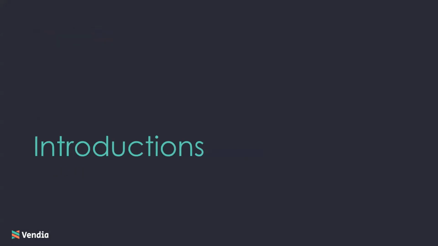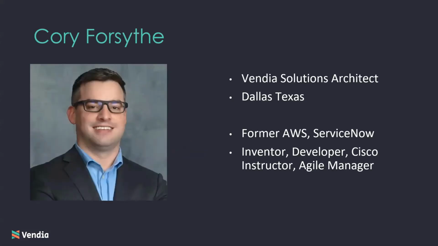All right, so without further ado, let's kick off some introductions. My name is Cory Forsythe. I'm a solutions architect here at Vendia, based out of Dallas, Texas. Formerly, I was working with AWS as well as ServiceNow as a solutions architect, professional services consultant, and even a support engineer. My background is that of a software developer, as well as a Cisco networking instructor, and even an agile software manager. So I say those things hopefully just to let you know that I can address questions as they come up from those points of view and talk a little bit more about that experience.